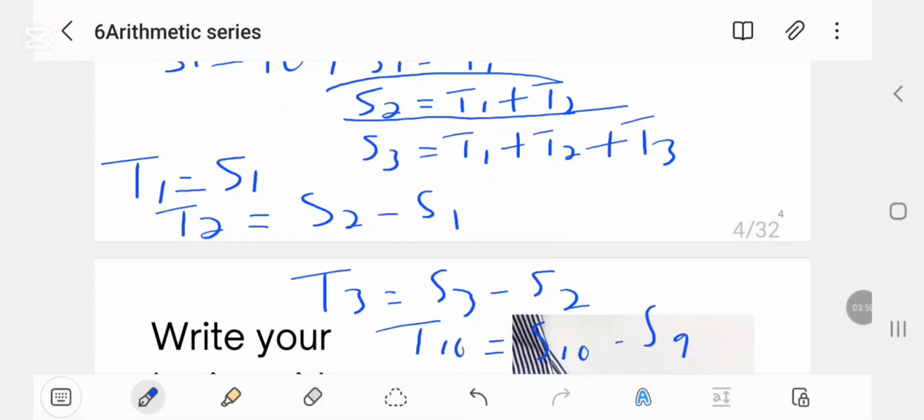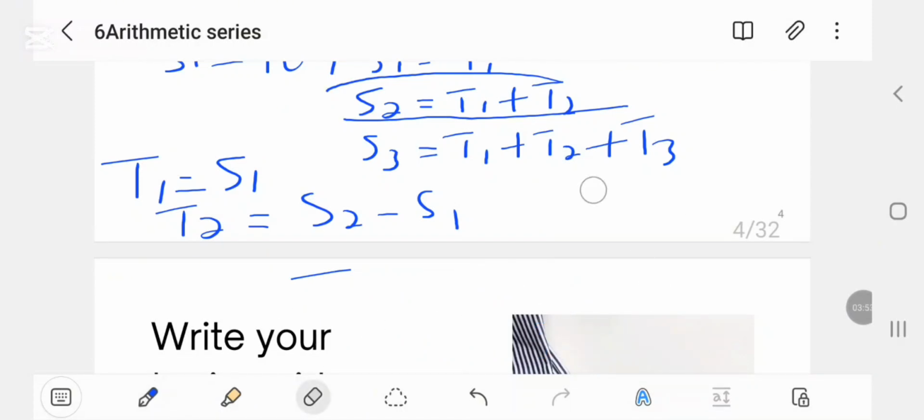And then another question is to prove the formula for Sn. It doesn't matter if it's geometric or arithmetic.